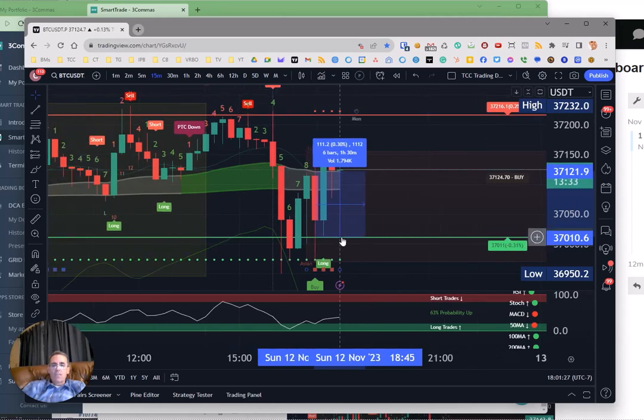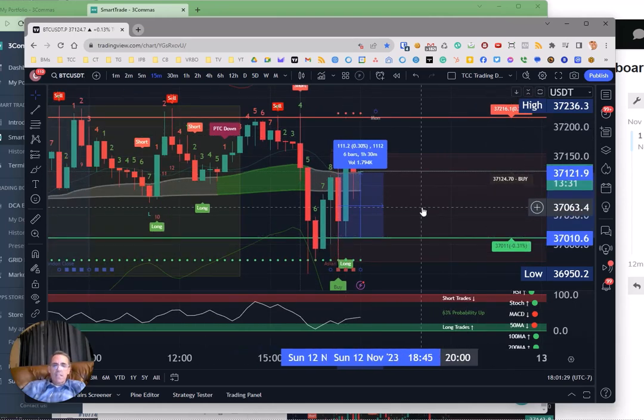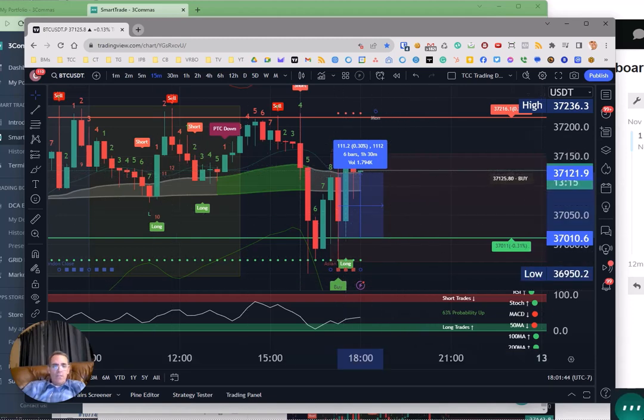Again, you could do this manually, and let me show you how you could set this up with an alert as well. If you're in our program, you'll learn how to do trades with smart trades or with our DCA bots. You could set up the same thing by setting up an alert on that buy signal. Let me show you guys how you would do that here.